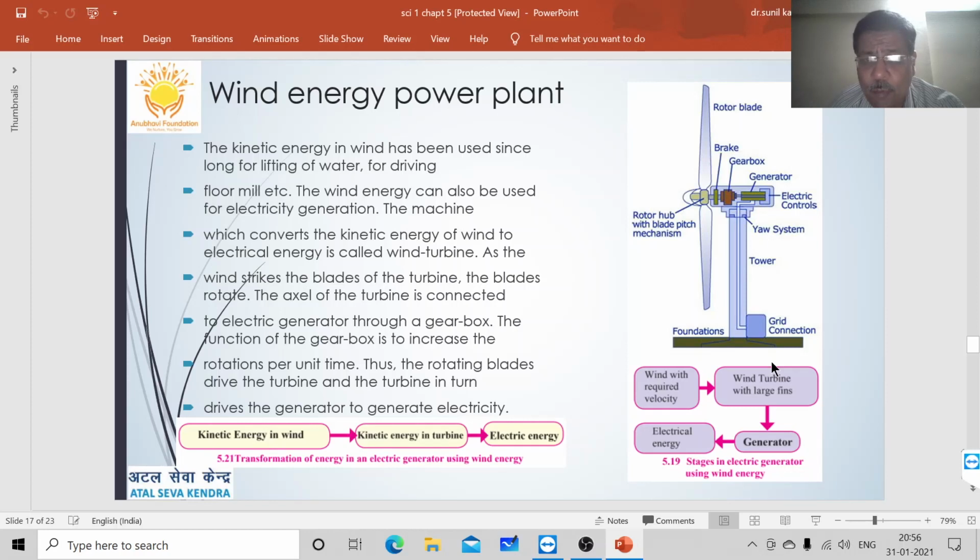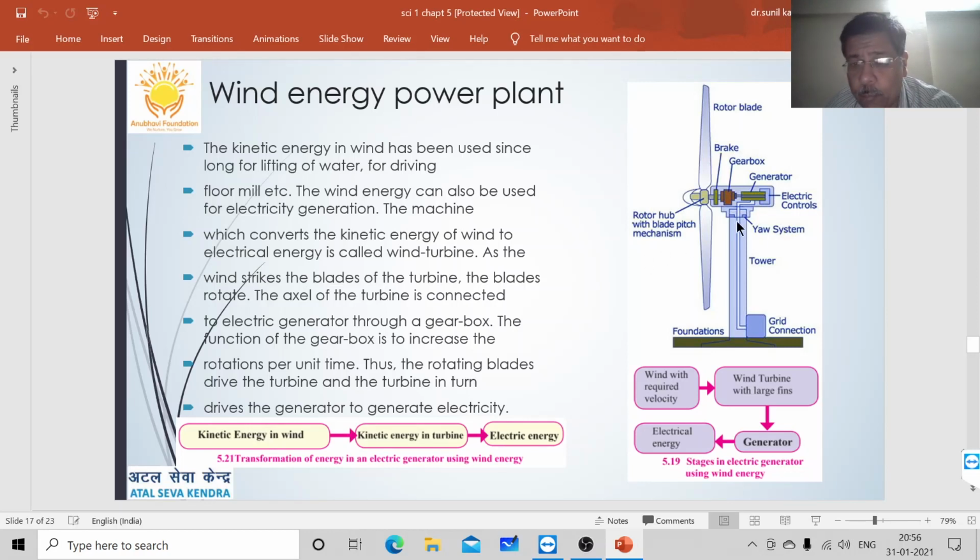The next is the wind energy power plant. A better way, a green energy, I can say. The kinetic energy in the wind has been used since long for lifting water and for driving flour mills, etc. The wind energy can also be used for electricity generation. The machine which converts the kinetic energy of wind to electrical energy is called a wind turbine.